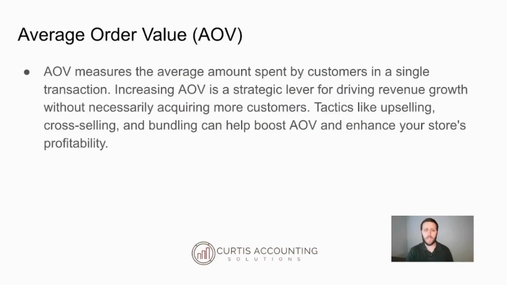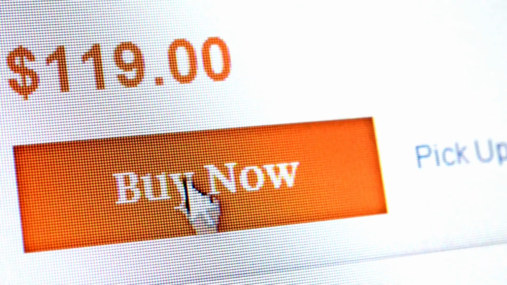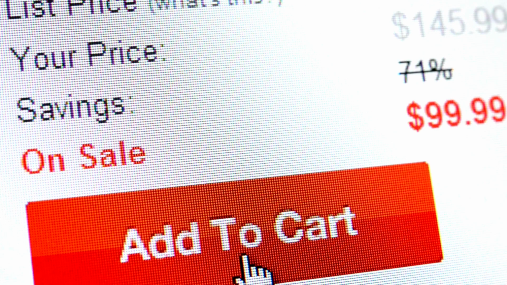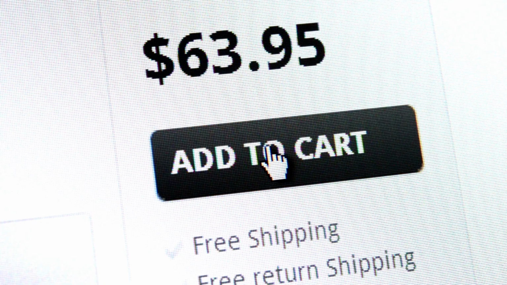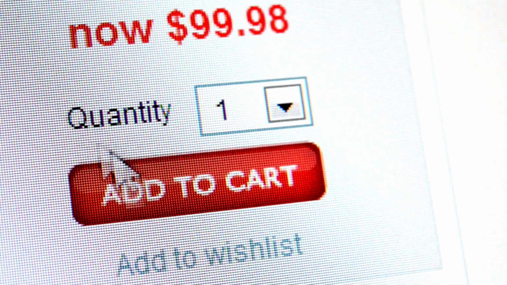The next one is the average order value, or AOV, and this measures the average amount spent by customers in a single transaction, also called your average cart size. Increasing your AOV is a strategic lever for driving revenue growth without necessarily acquiring more customers. Tactics like upselling, cross-selling, and bundling can help boost your AOV and enhance your store's profitability.